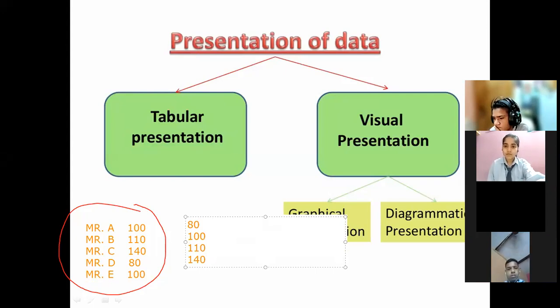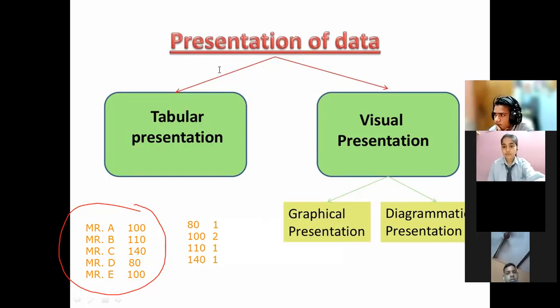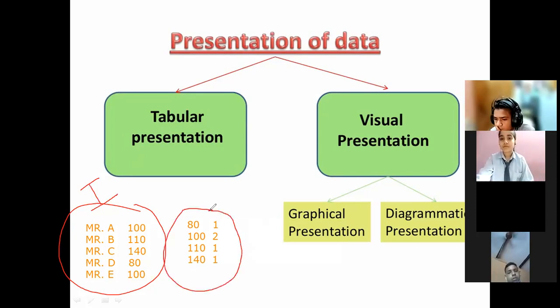Like 80 pocket money is received by only one student. Pocket money 100 is received by 2 students. Pocket money 110 is received by only one student, and pocket money 140 is also received by one student. Which means what we have done here: earlier we collected the data. This was the first stage. In the second stage, we organized the data, meaning we made a table. We have organized the data in the form of X and the frequency. This is the second stage.